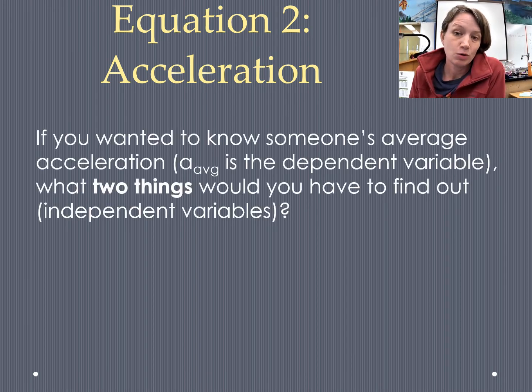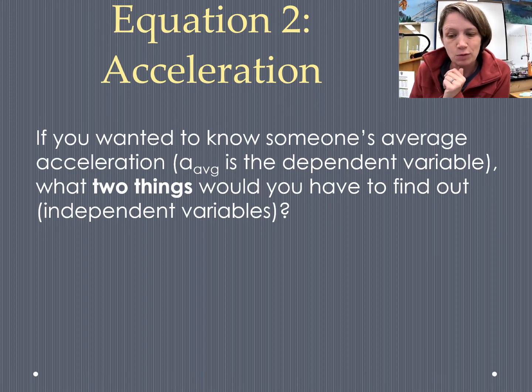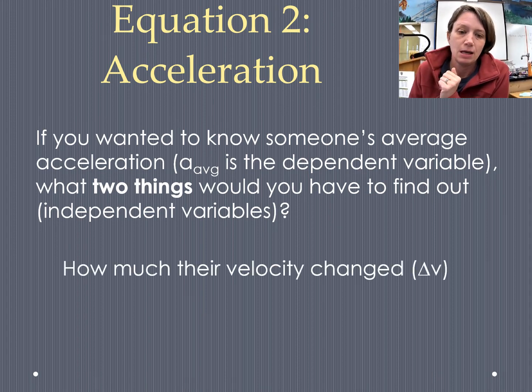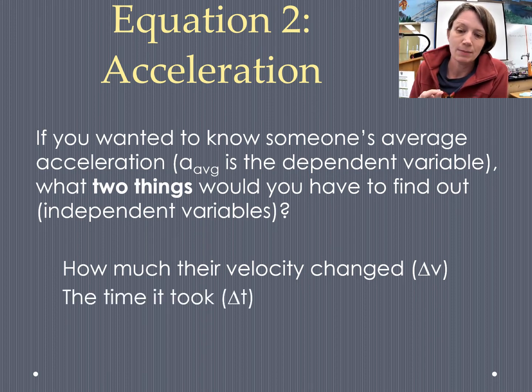So if you wanted to know someone's average acceleration, what things would we have to find out to figure out how much are we speeding up every second? How much are we slowing down every second? To do this, you'd have to know how much your velocity is changing by, and also how much time it is taking to change.